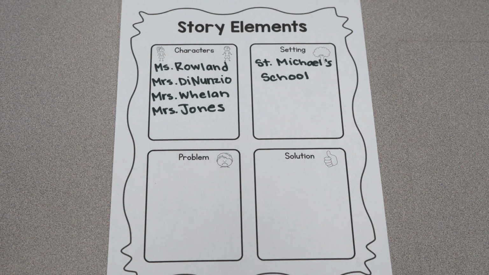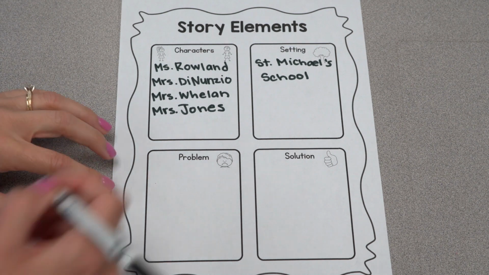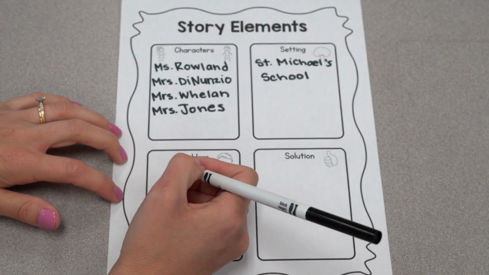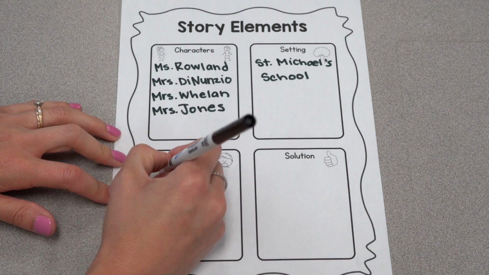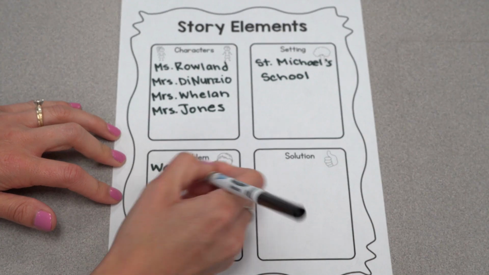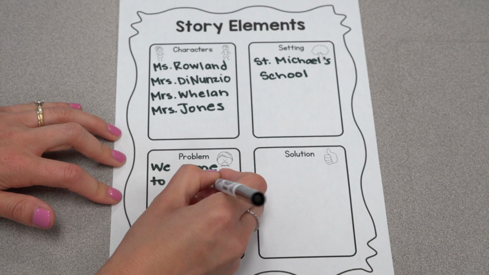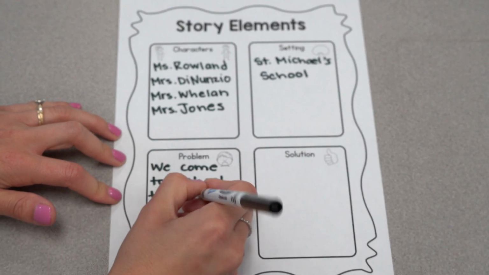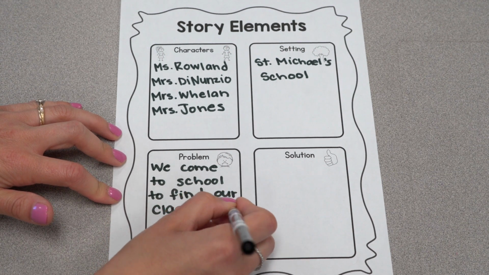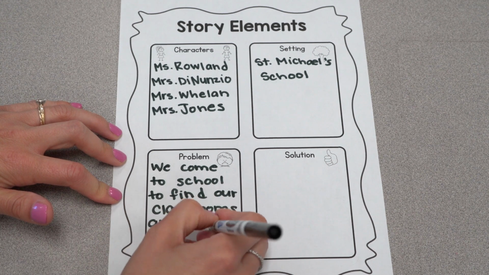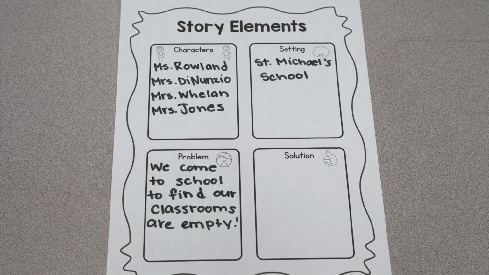All right, so I think the problem that's going to happen is we come to school and all of the classrooms are empty. There's nothing left in the classrooms. They're completely empty. So the problem is we come to school to find our classrooms are empty. All of our stuff is gone. So we come to school and we find out that our classrooms K1 and K2 are both empty.